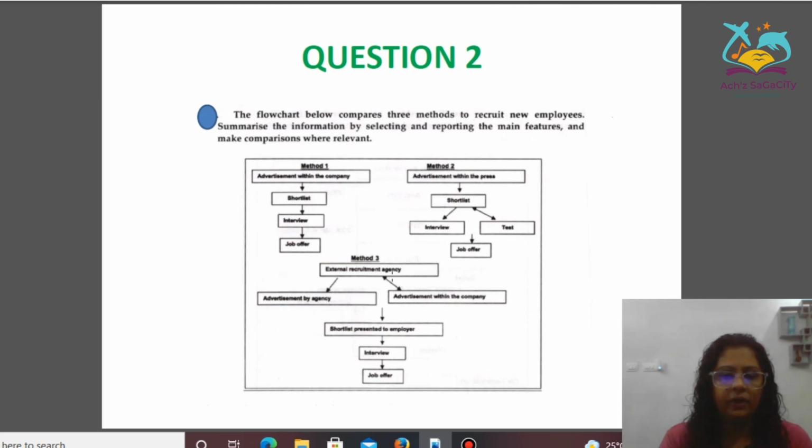Then the third method, they use an external recruitment agency. They are giving the authority to select the new employees to the external recruitment agency, and they are doing two procedures, advertisement by the agency and also advertisement within the company. Okay, then from the shortlisted ones, they are presenting the shortlisted candidates in front of the employer, and they are conducting an interview and giving a job offer. That's about the third method. Actually, the third method is a little bit long. So the remaining two, the first and second one, are more simple, including very few steps.